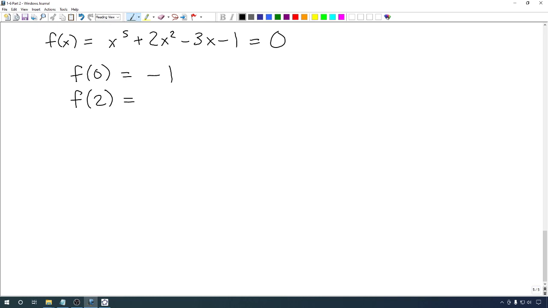But if I plug in 2, well, 2 to the 5th power, you might have to think about that one for a minute, but that's equal to 32. Then I have plus 2 times 2 squared. 2 squared is 4. 2 times that is 8. So I end up adding an 8. Then I have minus 3 times 2. Basically means I'm subtracting 6. And then, of course, we still have the negative 1. Overall here, we just end up with a 33.